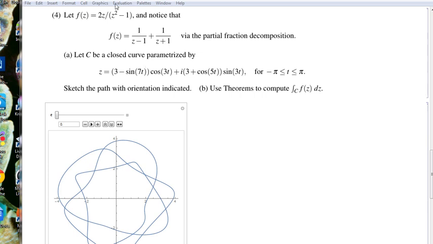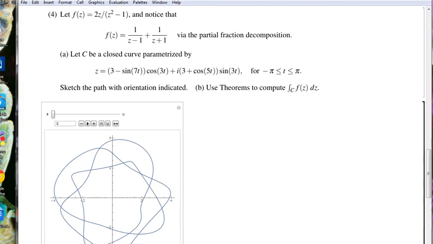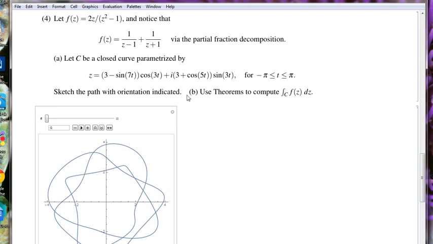Hi everyone, this is one of the homework problems currently, and I generated this animation to help you understand the situation a little bit. So this is the problem, and f(z) is a rational function in this complex number z, and I did the partial fraction decomposition for you.